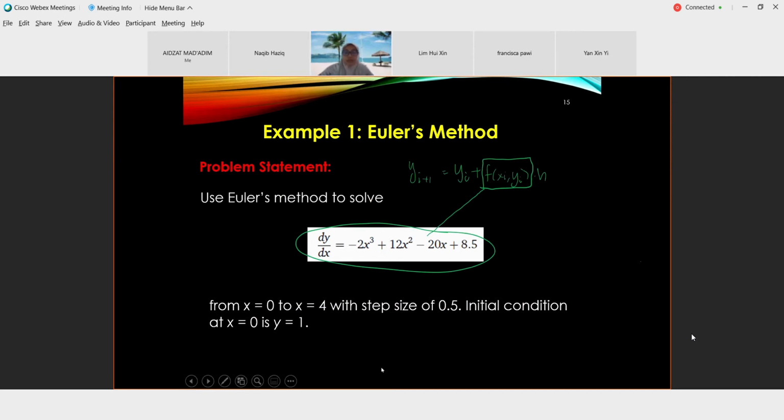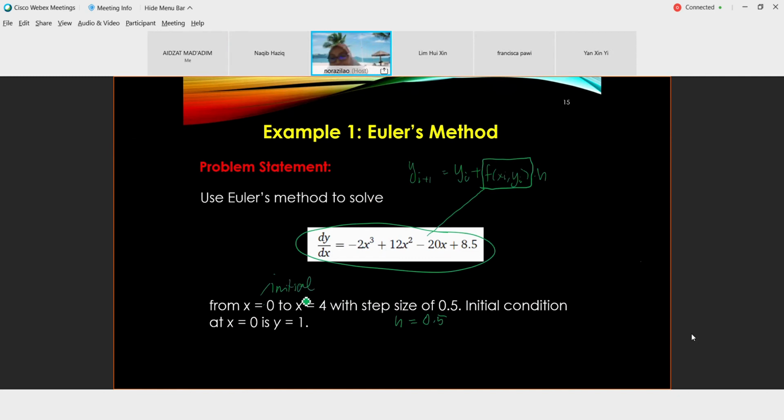Okay, Nakib. I want to ask you: from x equal 0 to x equal 4 with step size of 0.5. Macam mana kita nak transform dia jadi mathematical form? H dia 0.5. Okay, h 0.5. So x equal to 0 tu apa? Initial condition dia. Okay, initial condition.